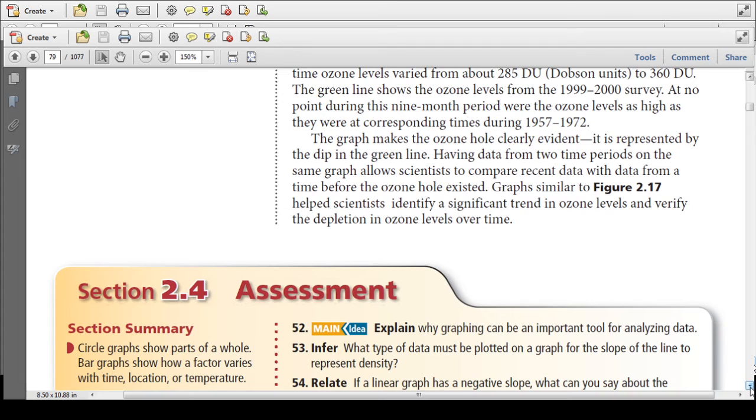Right, the graph makes the ozone hole clearly evident. It is represented by the dip in the green line. Having data from two time periods on the same graph allows scientists to compare recent data with data from the time before the ozone hole existed. Graphs similar to 2.17 helped scientists identify significant trends in ozone levels and verify the depletion in ozone levels over time.